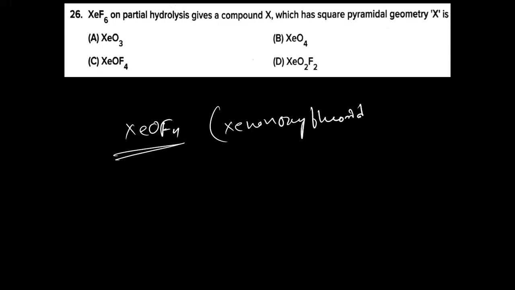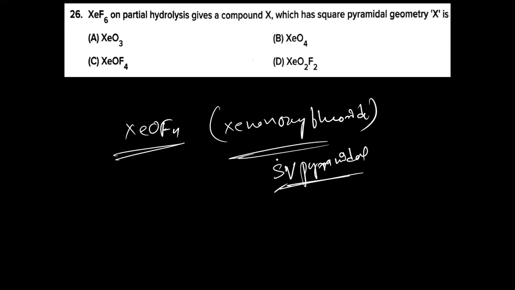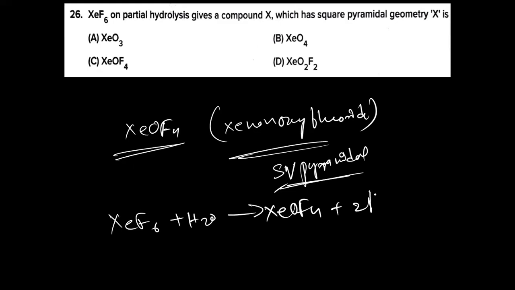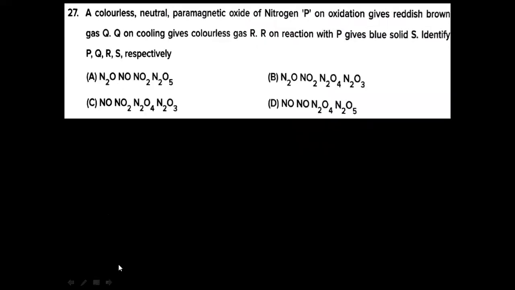26. XeF6 on partial hydrolysis gives a compound X which has a square pyramidal geometry. When it comes to these xenon compounds, these seem to be direct questions. XeOF4, because we know that xenon oxyfluoride has a square pyramidal shape. There are only a few xenon compounds, and if we remember the geometry and hybridization, we can easily solve such direct questions. The reaction is XeF6 plus H2O gives rise to XeOF4 plus 2HF, which gives xenon oxyfluoride. Then our answer is C.